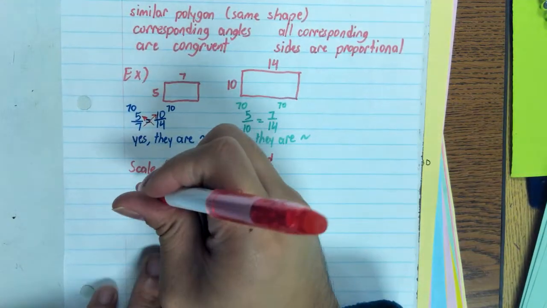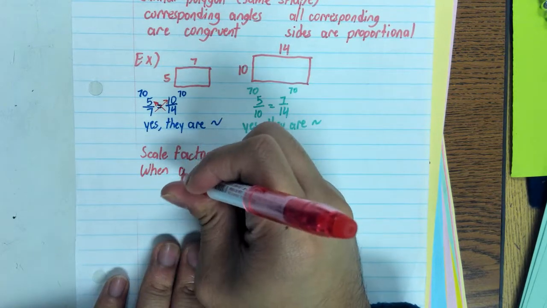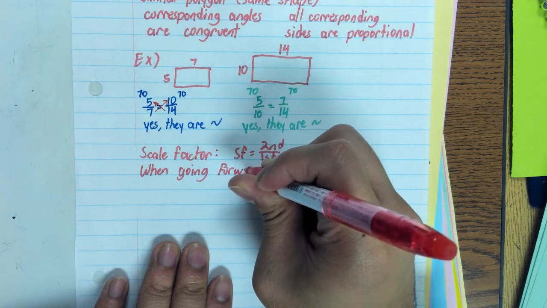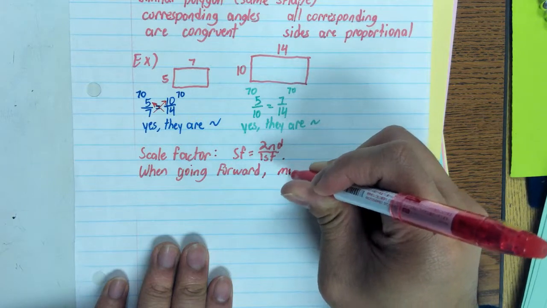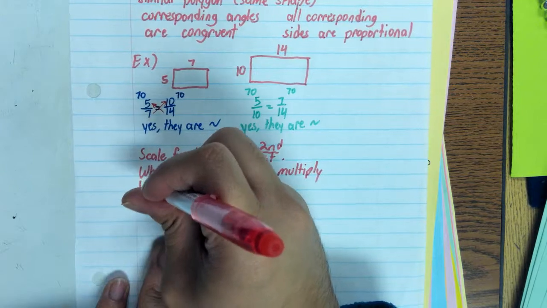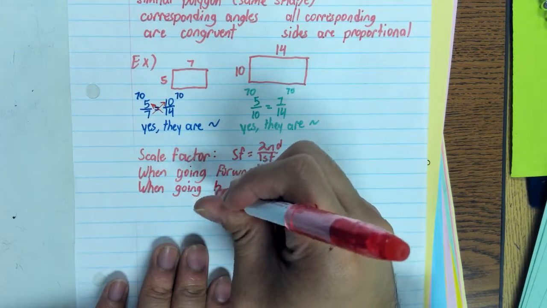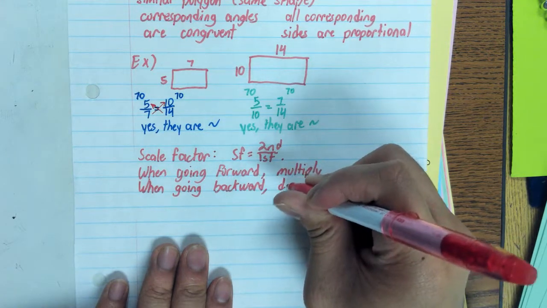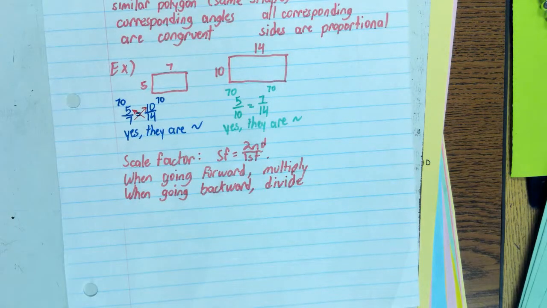When going forward, we multiply, and when going backward, we divide. And you'll see in an example what we mean by multiply and divide.